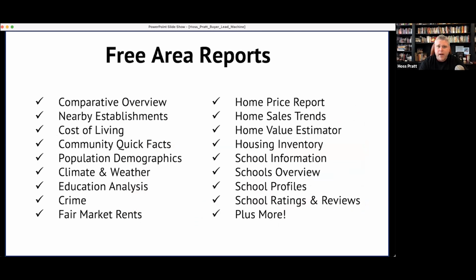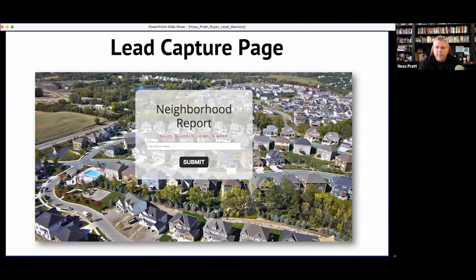Free area reports, being able to bring value to people in your local market, are huge. So offer free area reports like a CMA, a comparative overview, or nearby establishments, cost of living, community facts. All of these are different types of reports that you can provide locally. If somebody's buying, they want to know, what about a school report on local schools? These are things that will not only bring value, but give you a call to action. It'll give you something to offer the buyer.